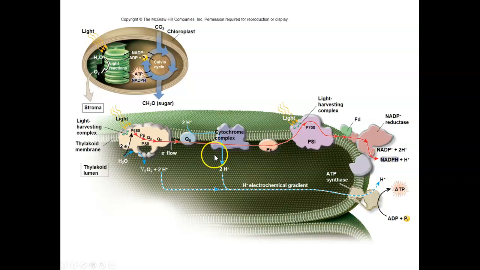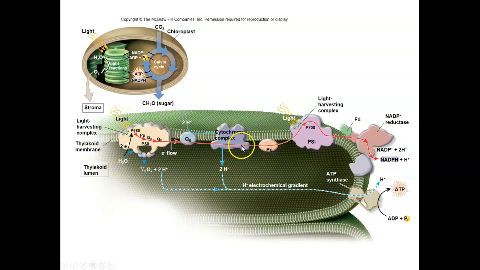So again, anytime we're going against a concentration gradient, that's going to require some energy. Where did the energy come from in this particular situation? It came from the electrons. Where did the electrons get their energy from? They got it from the light. And where was that initial electron from? It came from the water.